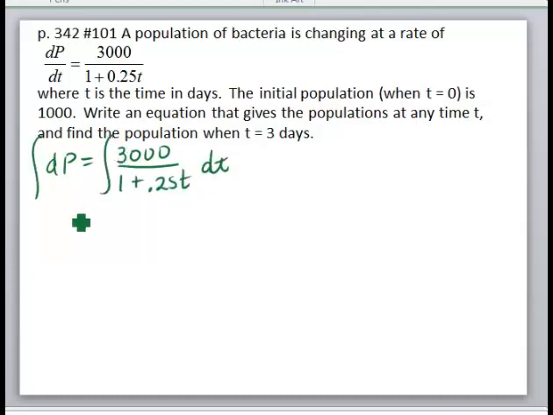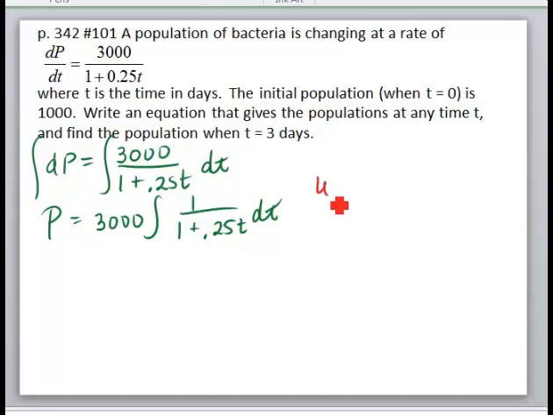So now I'll integrate both sides. The integral of dp is p. I can bring out this 3,000. And now I can see that I'm going to want to make a u statement with the bottom. And when I take the derivative, I end up with 0.25 dt. Well, I only really want the dt, so I'm going to move this to the other side. But I'm going to go ahead and erase this 0.25 and make it a fraction of 1/4. So that way I know that this is really just 4 du.